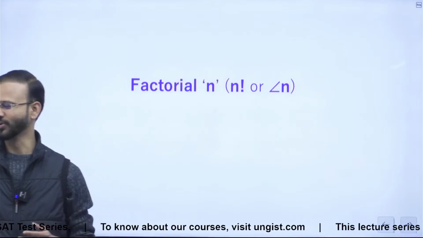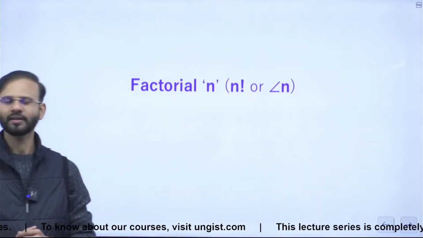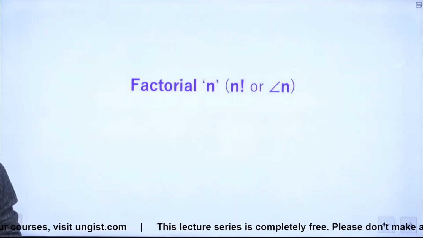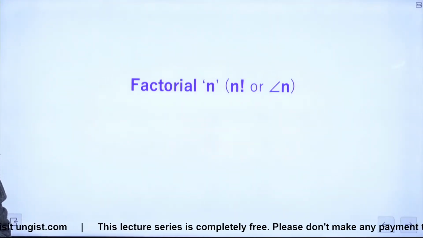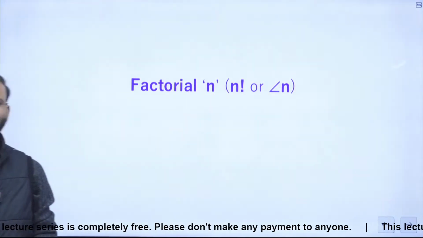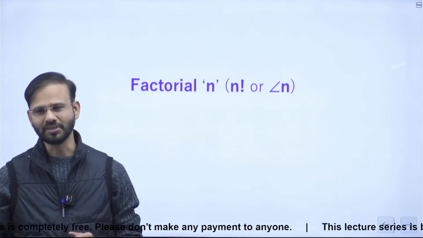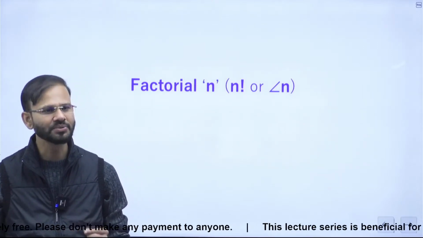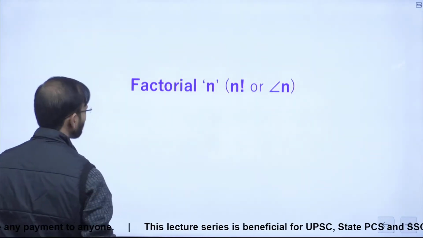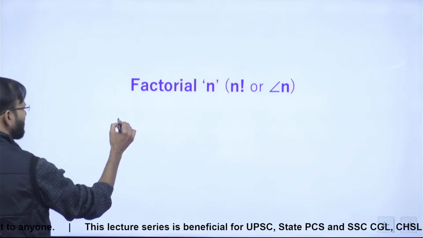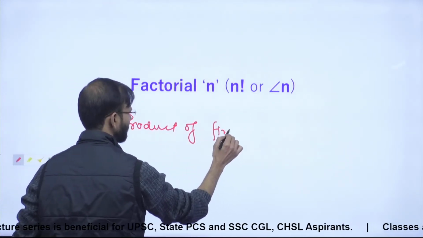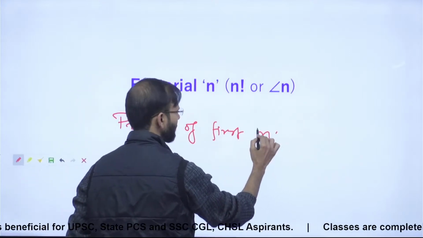Yes, Akram. What is factorial n? Okay. See everybody, factorial n is the product of first n natural numbers. I repeat, product of first n natural numbers, right? Factorial n is the product of first n natural numbers.